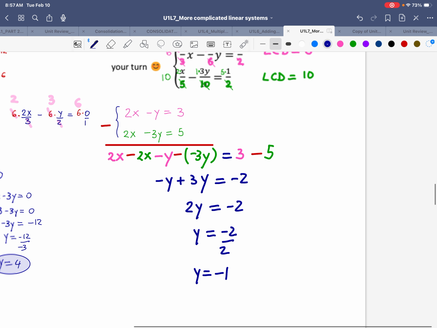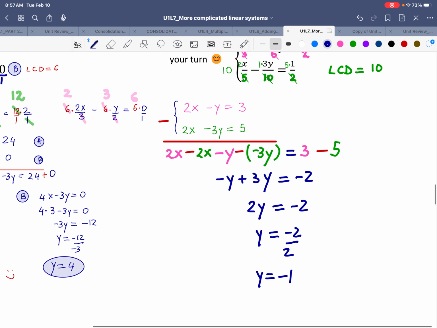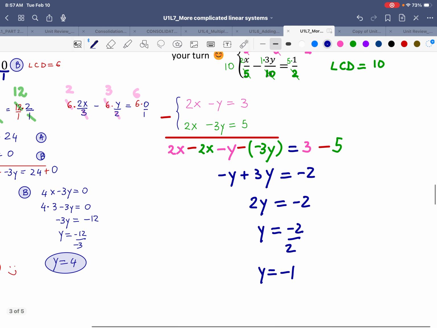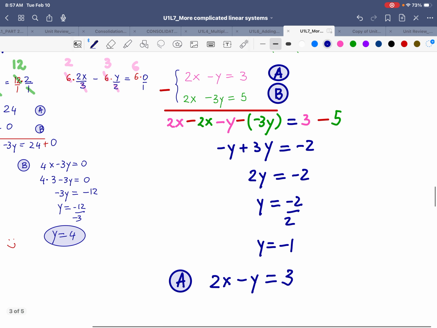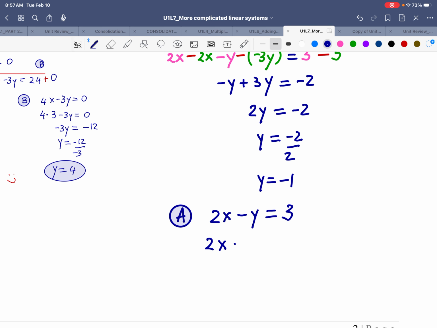Now, if y is negative 1, we're going to look for x. And I'm going to choose the first equation. Doesn't really matter. So I'll call this equation A and this one equation B. So we're going to pick equation A, and we'll put in the y for it, which is now known to be negative 1. So 2x minus the y value is negative 1. So don't forget that. All right. And that would be equal to 3. And we simply solve for x now.